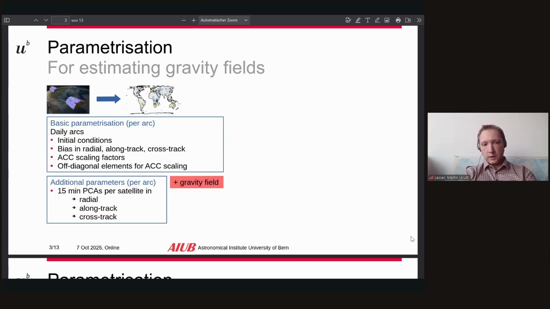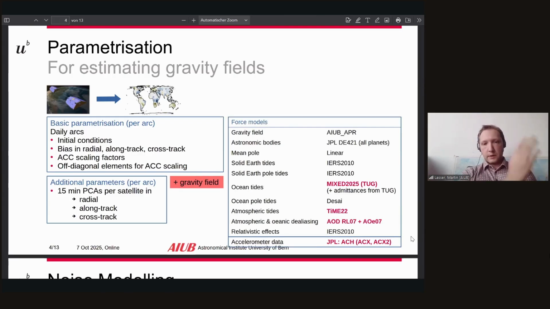In addition, and perhaps this is characteristic for our approach, we have a lot of nuisance parameters, which we call pseudostochastic parameters, which are constrained piecewise constant accelerations, in minutes, in radial, along-track and cross-track directions to account for all kinds of unknown deficiencies. So this is what we do per arc, plus we estimate the gravity field in monthly batches up to degree and order 96, as is common.